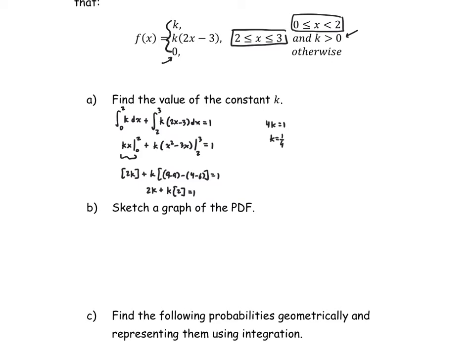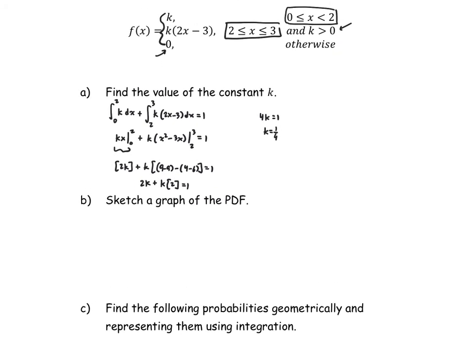Let's continue and sketch a graph of the PDF. Okay, so I'm going to try to make sure I can see the piecewise function above. So I'm going to go from 0 out to 3. And I can clearly see that if k is a fourth, this first part of the piecewise up here will go from 0 to 2, non-inclusive at 2, and that would be that portion of the PDF.